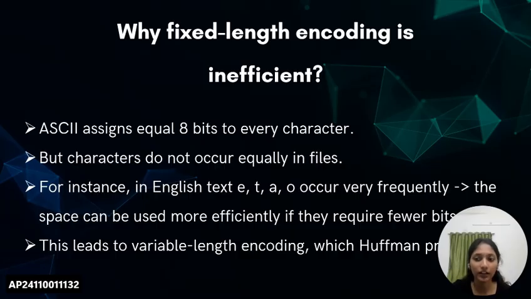If characters that appear often are given shorter codes and rare characters are given longer codes, the overall file size can be greatly reduced. This idea is the basis of variable length encoding, and Huffman coding applies it by assigning short codes to frequent characters and long codes to infrequent characters. As a result, Huffman coding uses space much more efficiently than fixed length encoding.